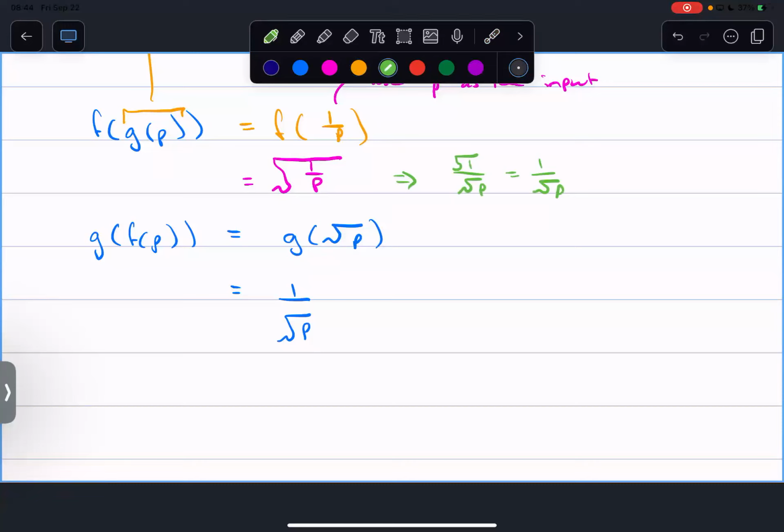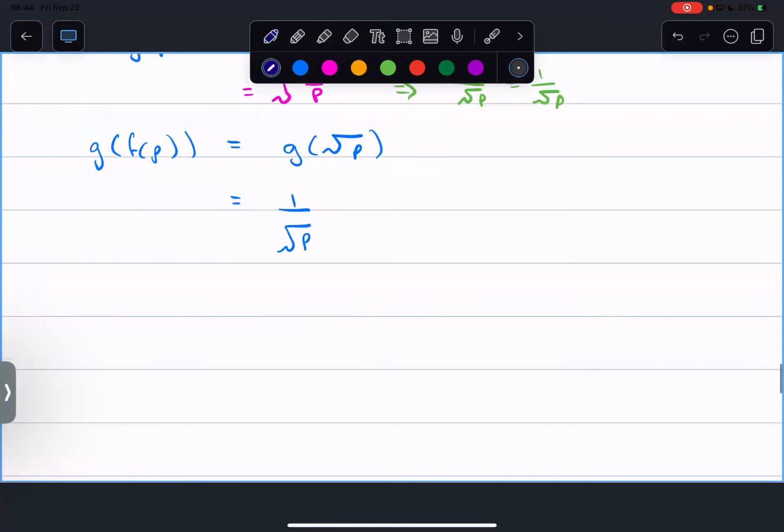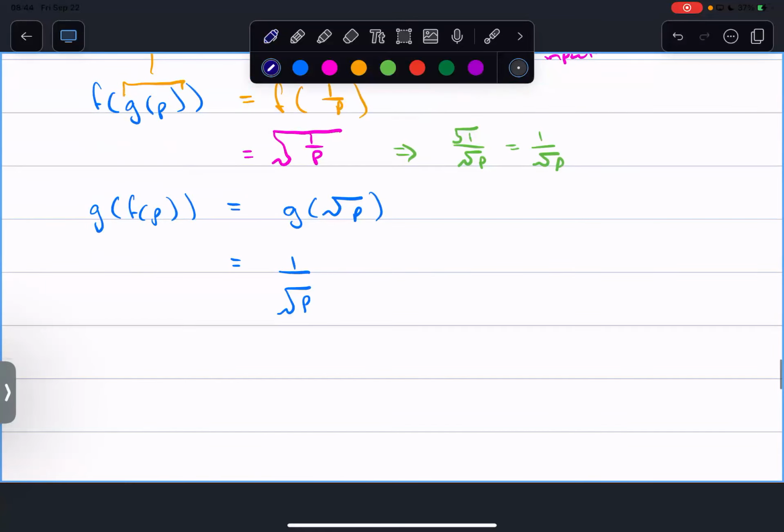I guess that's the reason I should have worked it out before, because that's confusing. I just said this is never the case. They're very rarely the same, but oh well, that's what I get.